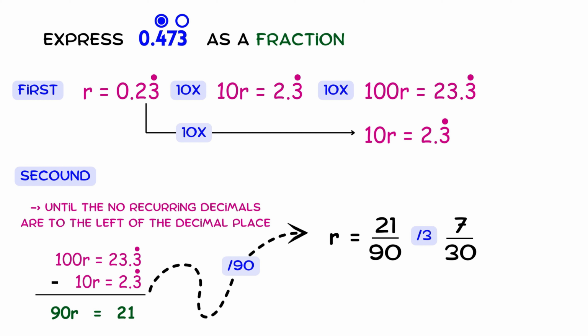Last, we just need to rearrange this to get the R by itself. So we can divide both sides by 90 to get R equals 21 over 90. And we should always check if we can simplify our answer, which in this case we can by dividing top and bottom by 3 to get 7 over 30. And that's it. We've turned 0.23 recurring into a fraction.